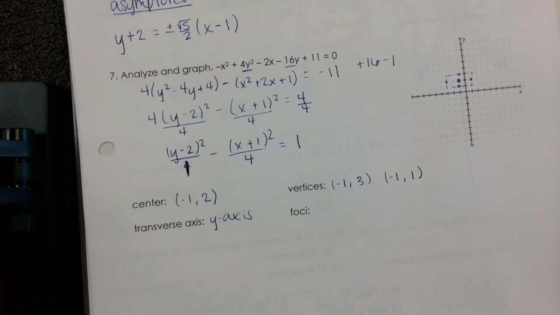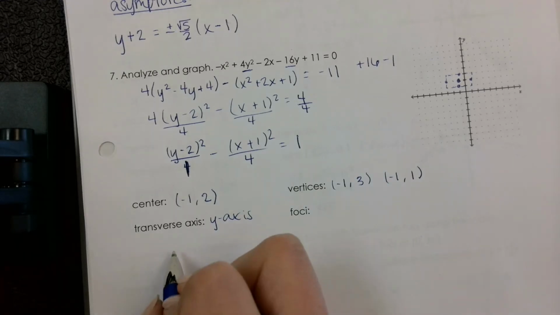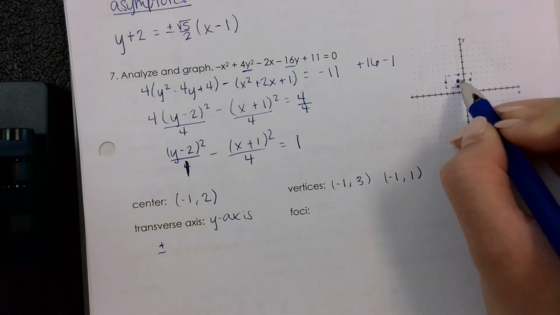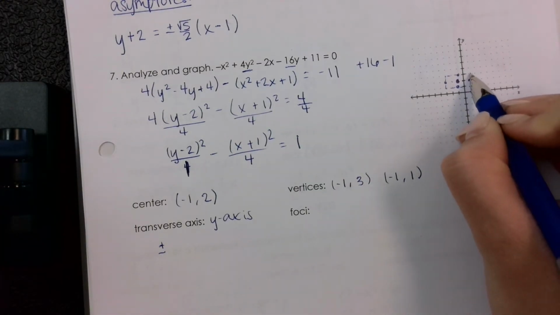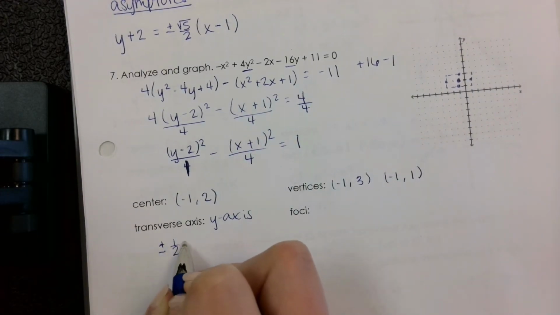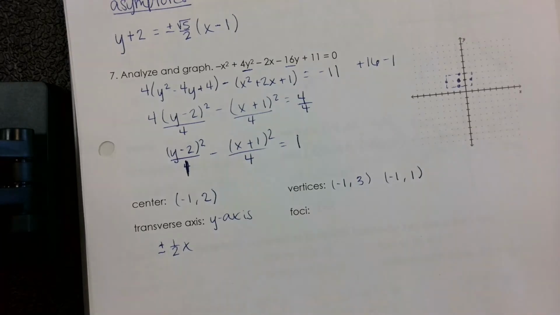To get our asymptotes, do y'all want to do that now? We'll do that now. What's the slope of that line going to be? So count from the center to a corner of the box. Up 1 over 2. So 1/2 would be your slope. Is that okay? All right.